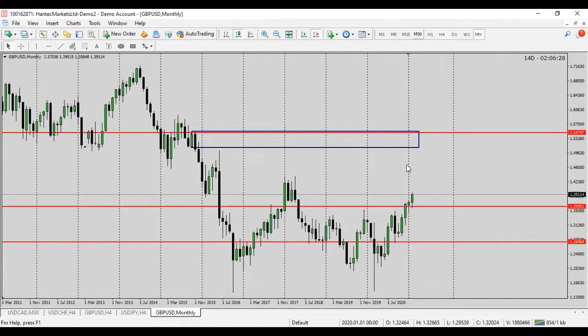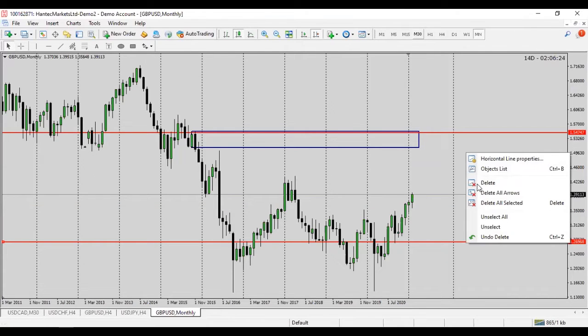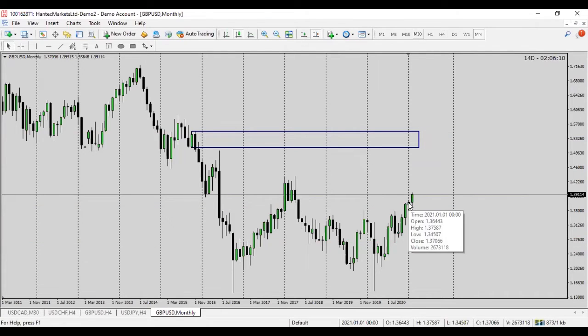Now, when you come over to the monthly time frame, from one vertical line to the other, like I was explaining last week, represents a whole year's price action. This was January, and we are currently in February.